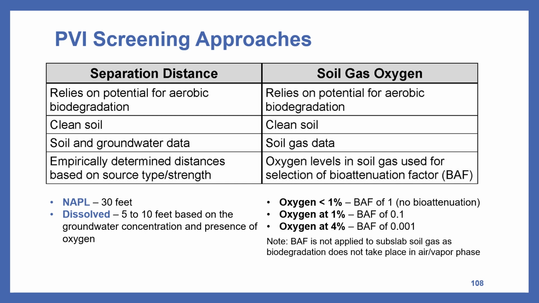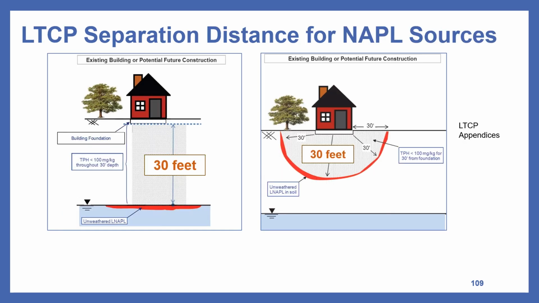This slide presents a couple of separation distance cross-sections for NAPL sources. These diagrams were borrowed from the low-threat UST case closure policy appendices. On the left, we have a residence at the surface, and we have a mobile NAPL on the groundwater table. And there is at least 30 feet of clean soil, defined as total petroleum hydrocarbons, or TPH, less than 100 milligrams per kilogram, between the source and the building foundation. This distance has been demonstrated through numerous empirical studies and experience at petroleum UST sites, supported by modeling, but again, primarily empirical, to be sufficient distance to attenuate petroleum hydrocarbon vapors in the subsurface.